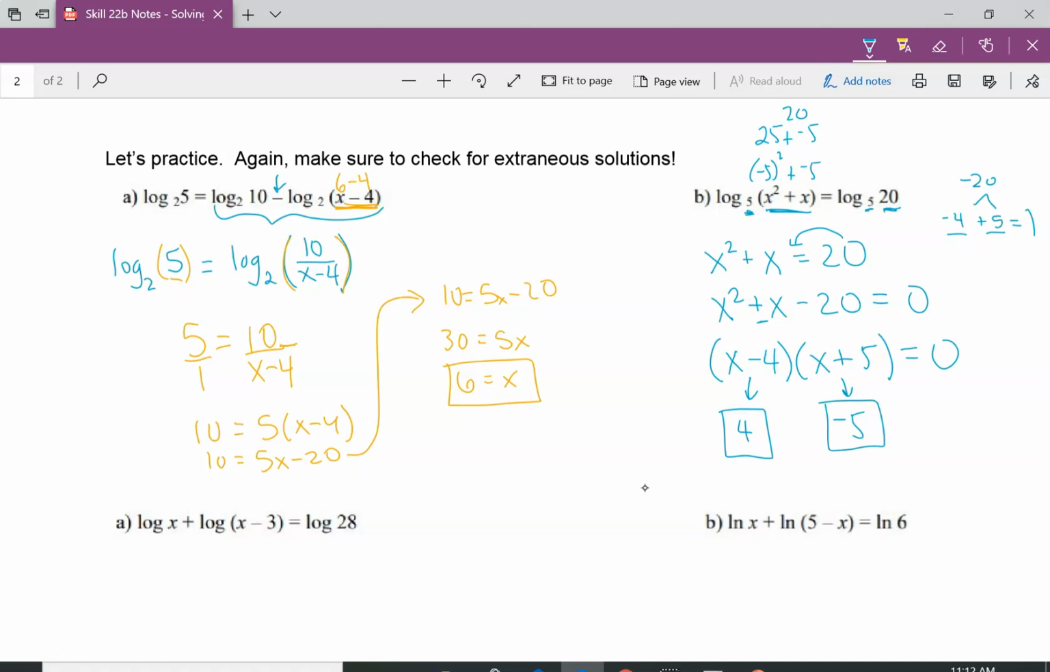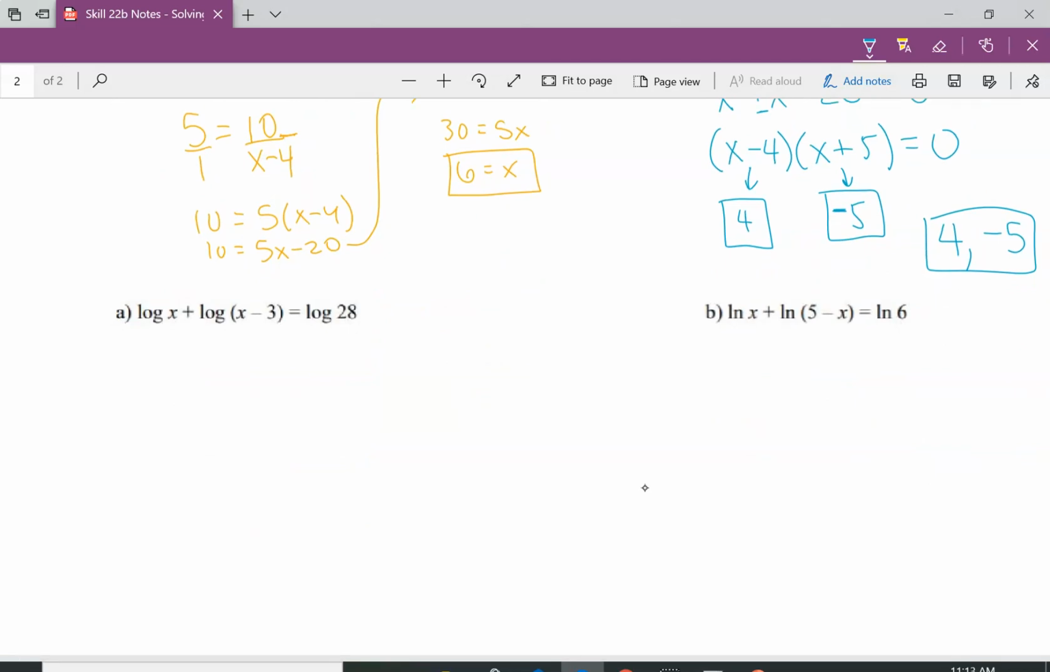So remember, it's not if an answer is negative that makes it not work. It's if the log becomes negative when you plug it in. So this answer would have both. So on Haiku, or on your Google form today, you type 4, comma, negative 5 as your answer.